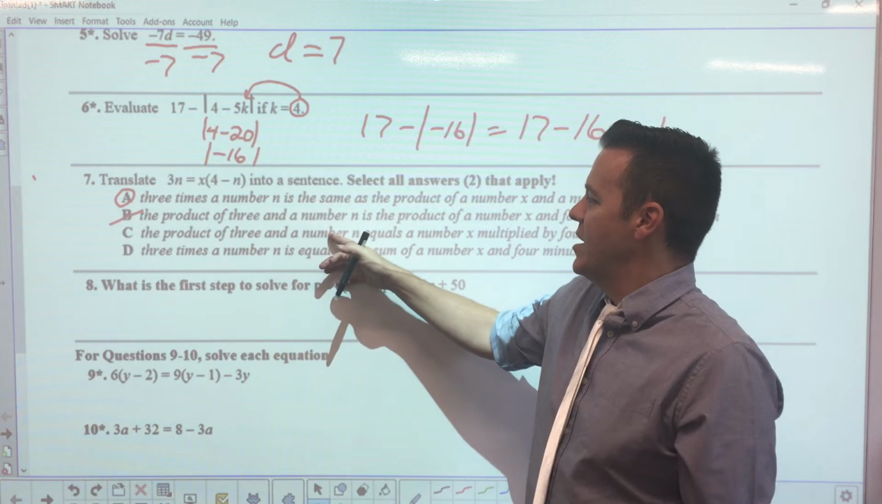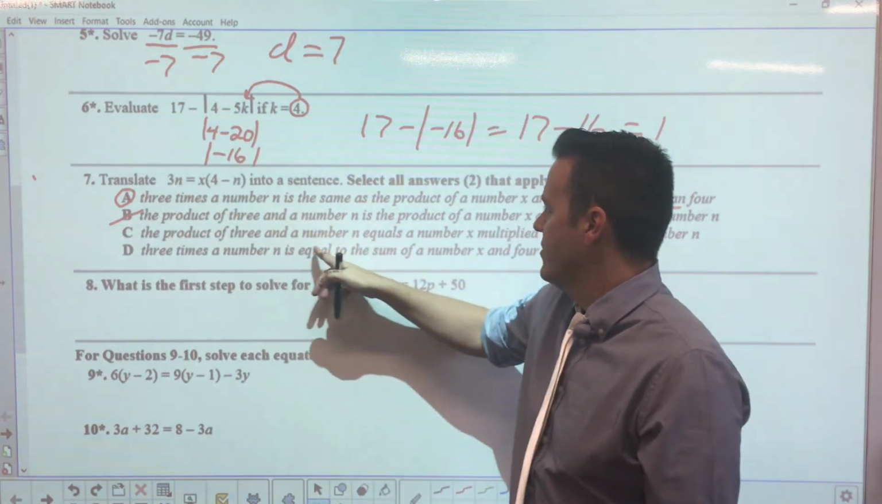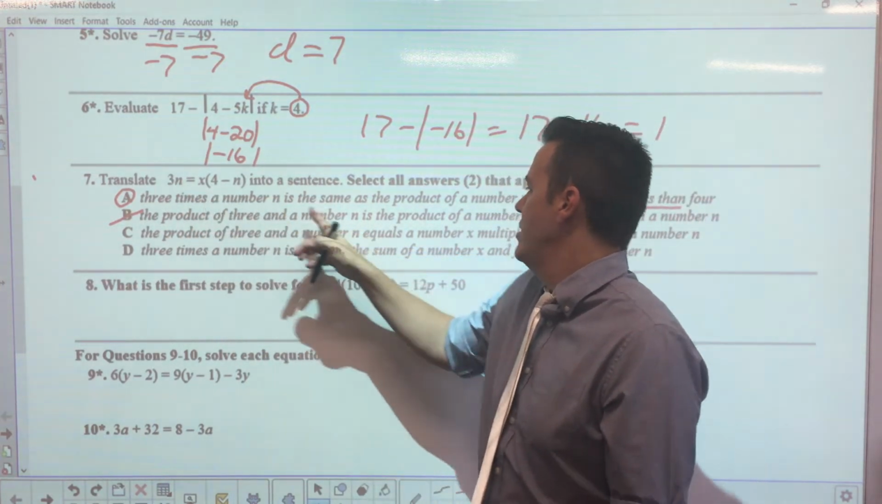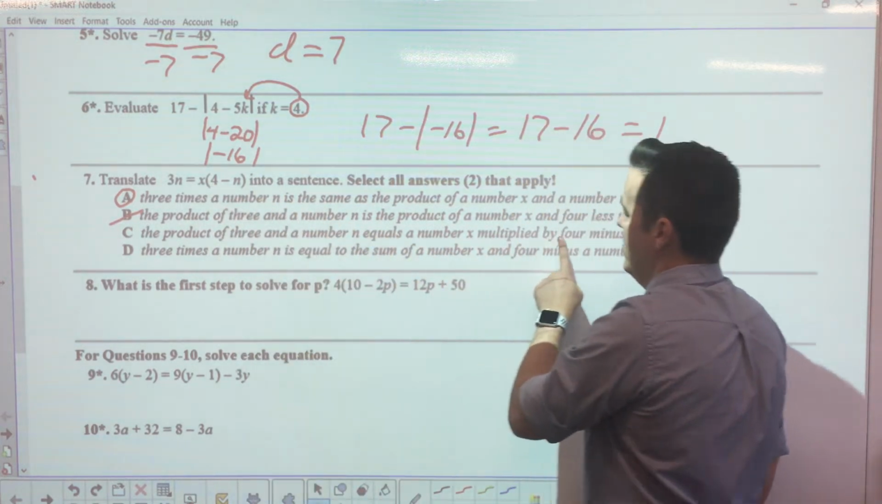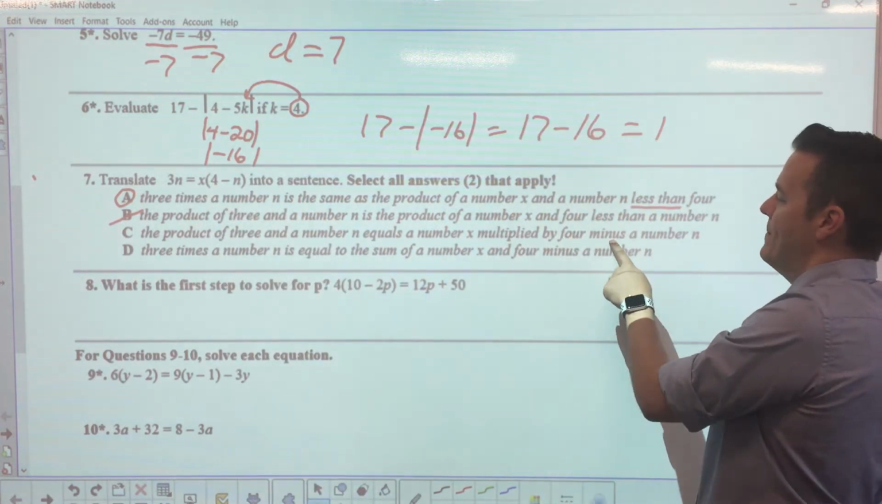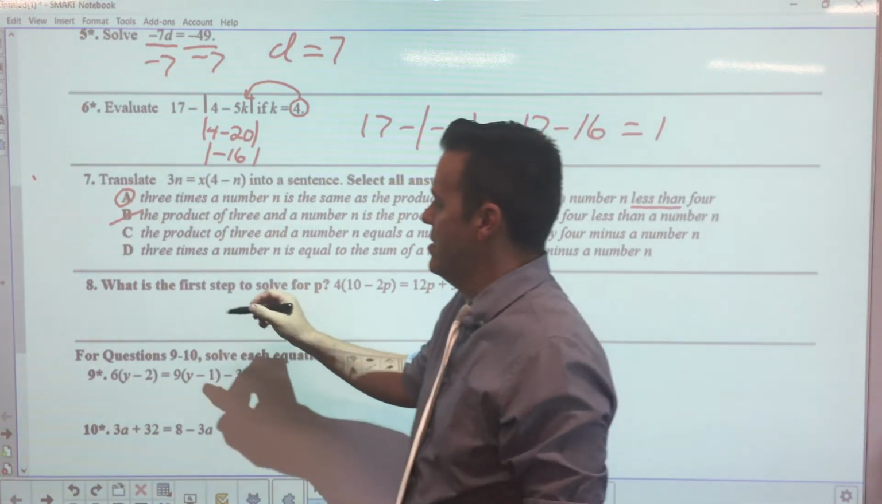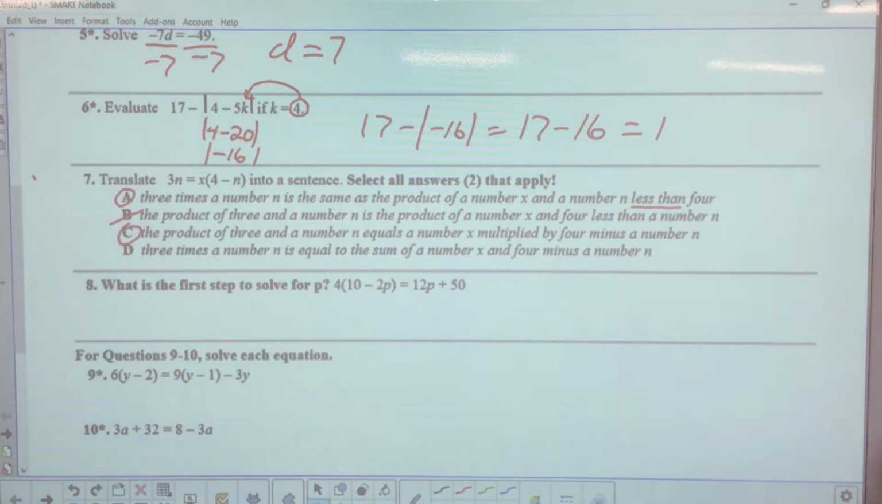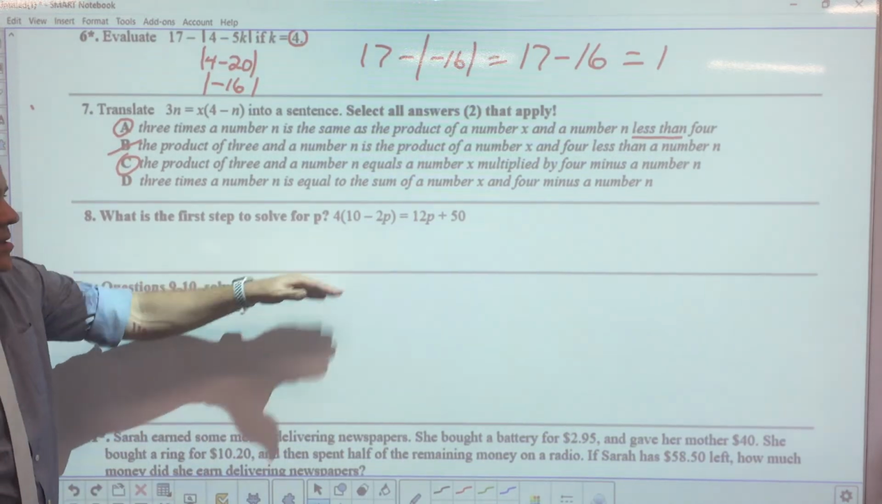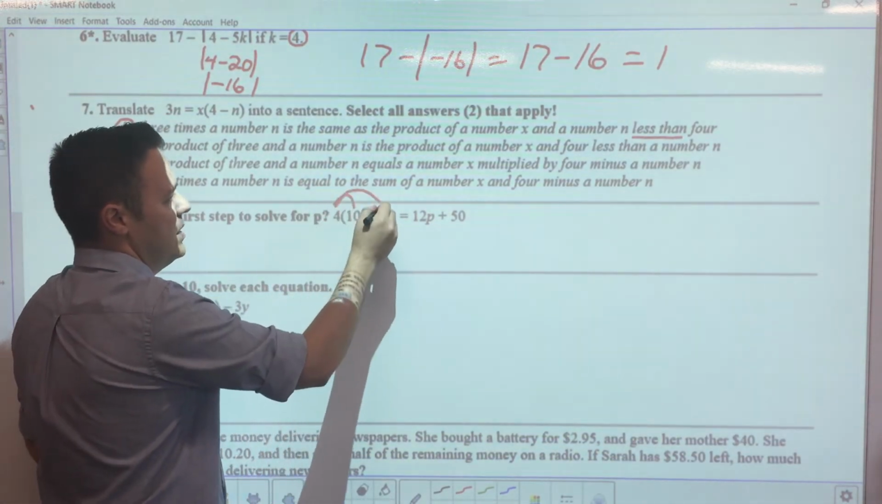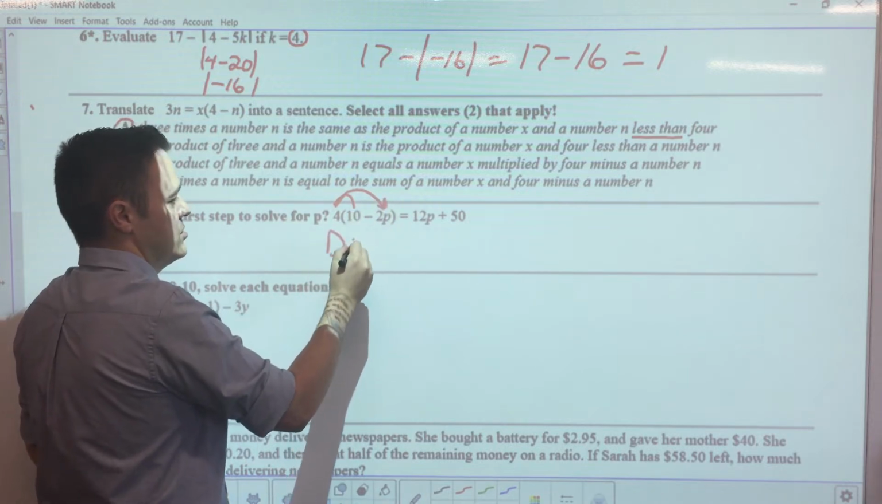The product of 3 and a number n, so that's what we have here, okay, equals a number x multiplied, so far so good, by 4 minus a number n. See, okay. What is the first step when you solve this equation? First step on this would be to what, ladies and gentlemen? Distribute.